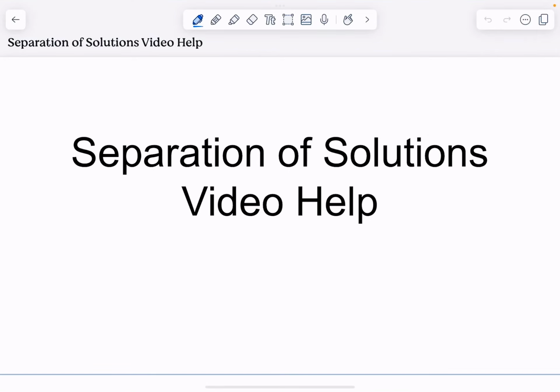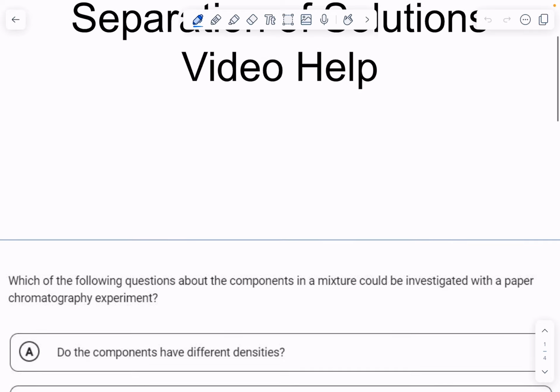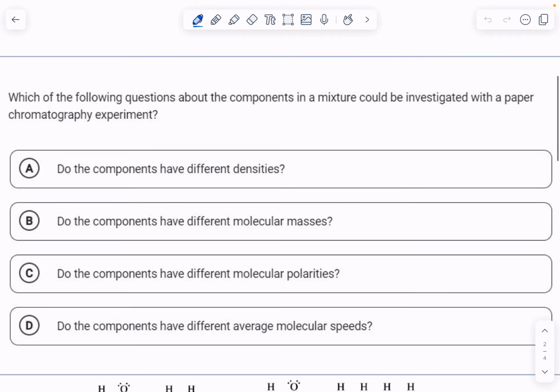All right, guys, in this video, we're going to be looking at some of the separation techniques to separate solutions, and we're looking at two multiple choice questions. So, which of the following questions about the components in a mixture could be investigated with a paper chromatography experiment?